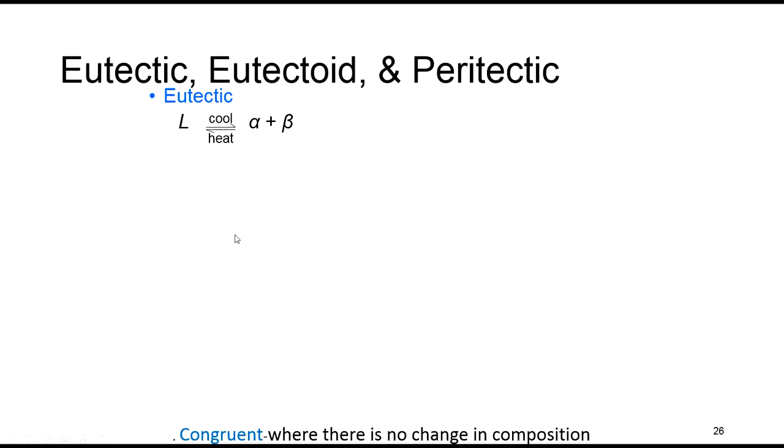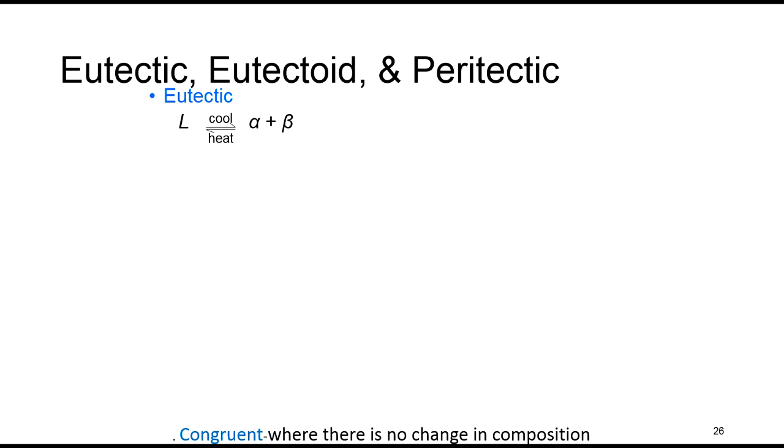As we discussed, one of the invariant points in the phase diagram is the eutectic point, in which liquid transforms to two solid phases. Upon cooling, a liquid is transformed to solid phases, alpha and beta as an example, and by heating, we have one phase, the liquid phase. This happens for lead-tin at 183 degrees Celsius, at 61.9 weight percent of tin, as we showed in the previous slides.